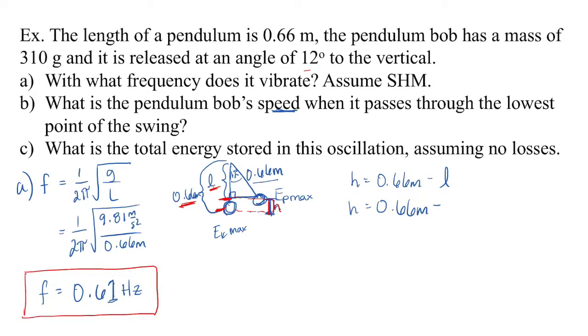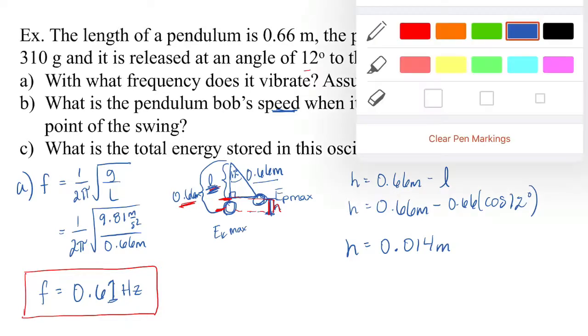0.66 meters minus 0.66 meters, my hypotenuse, times the cosine of the angle that I have, since I'm looking for the adjacent side, and then I can get my height. Okay, so if I do that, I get a height of 0.014 meters. Okay, so what does that mean? It's being raised up 1.4 centimeters, or 14 millimeters. So there we go.